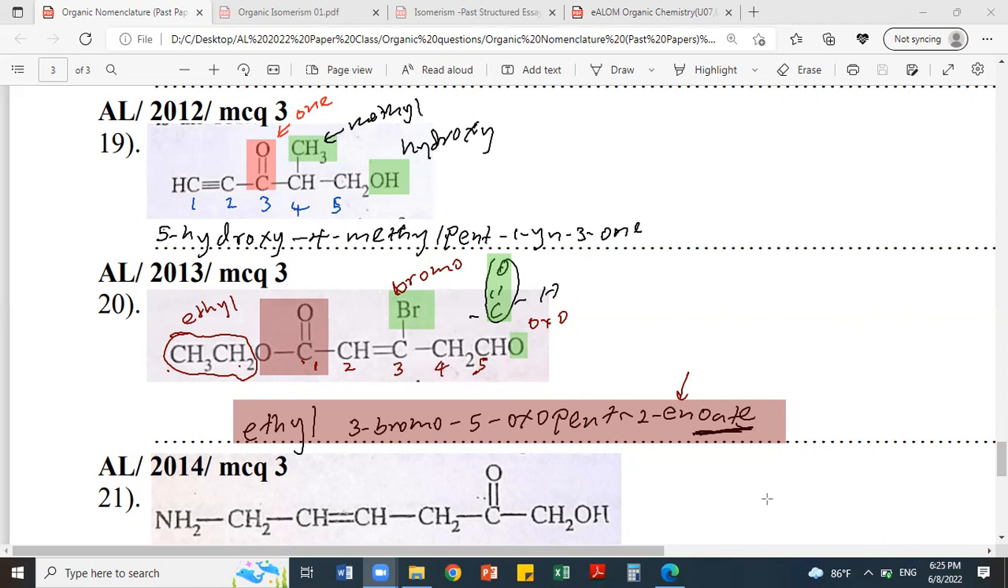Let's move on to 21. Shall I read this? Done? Shall we?